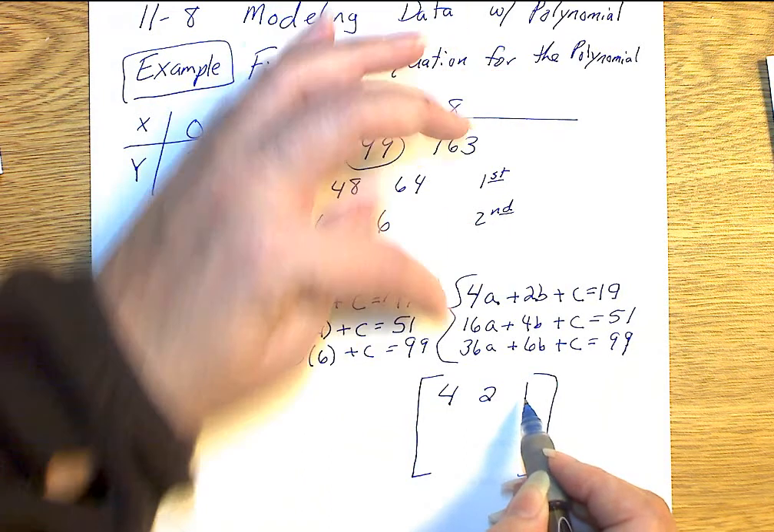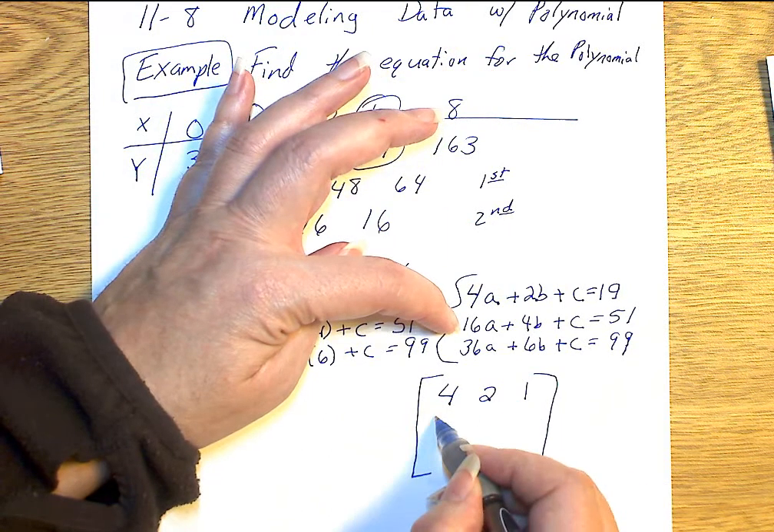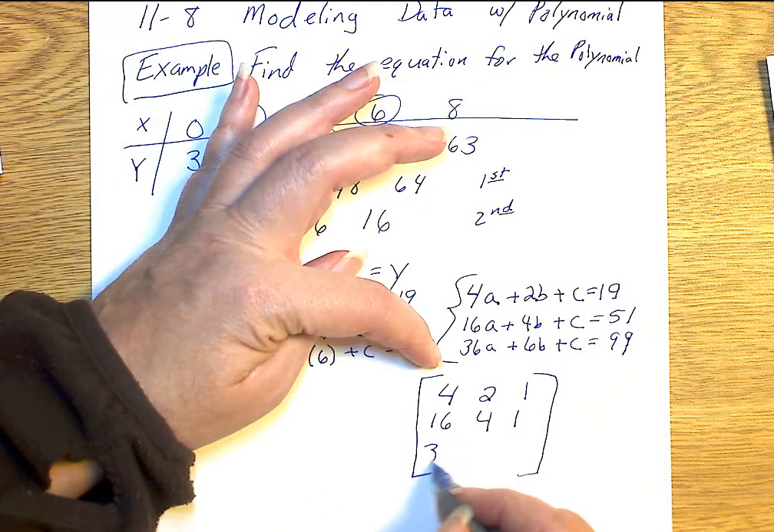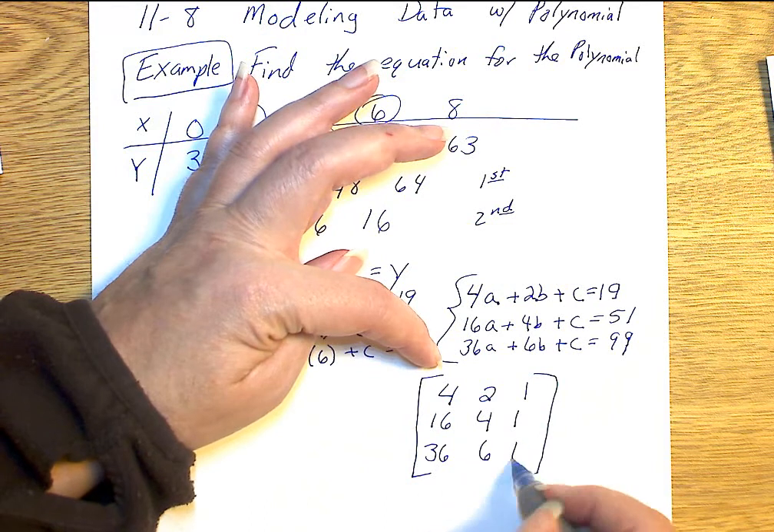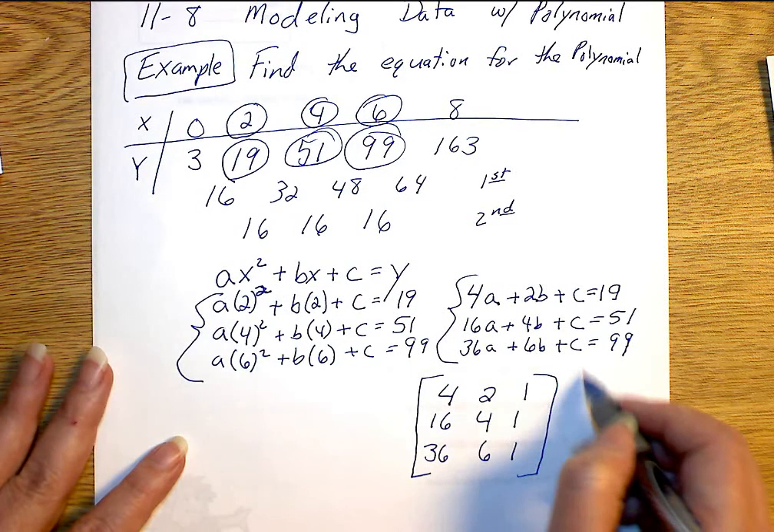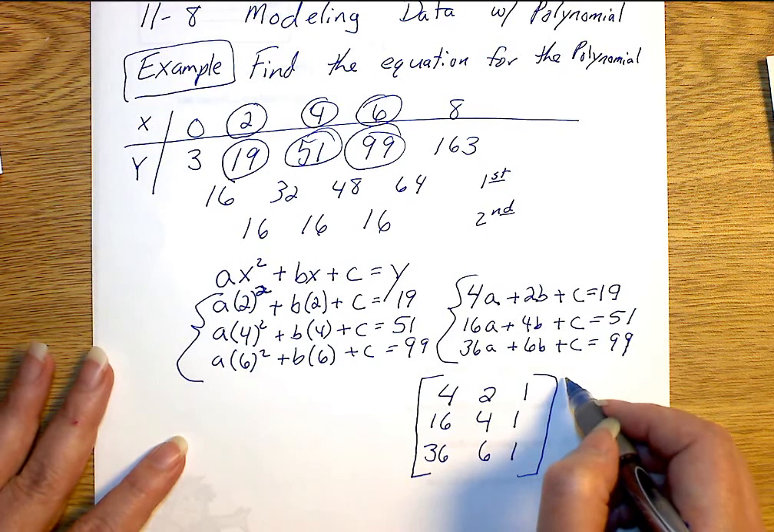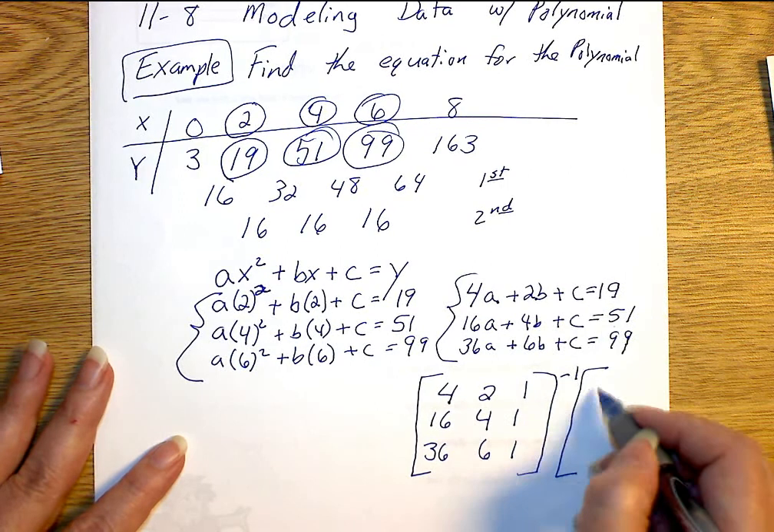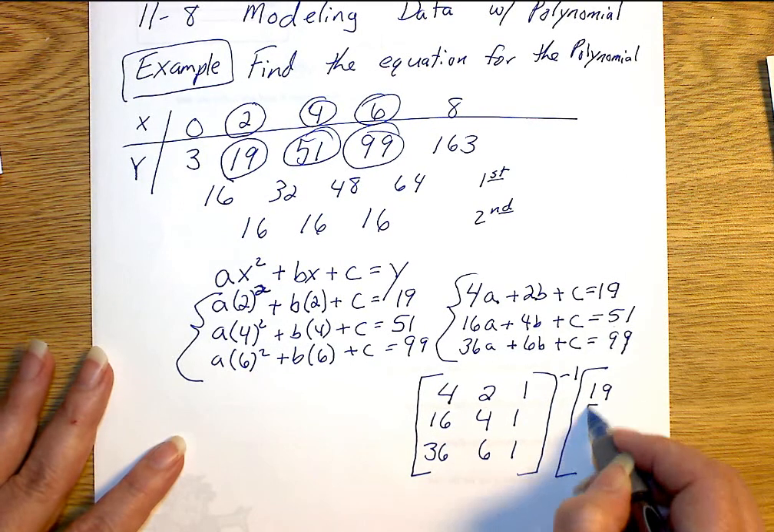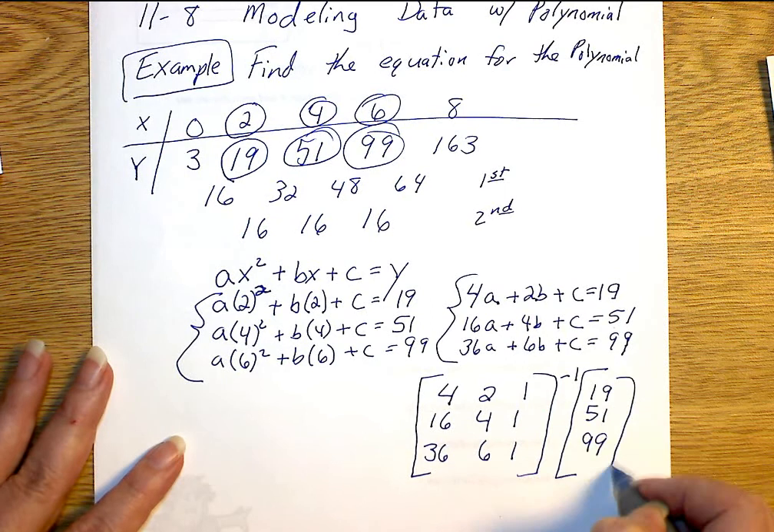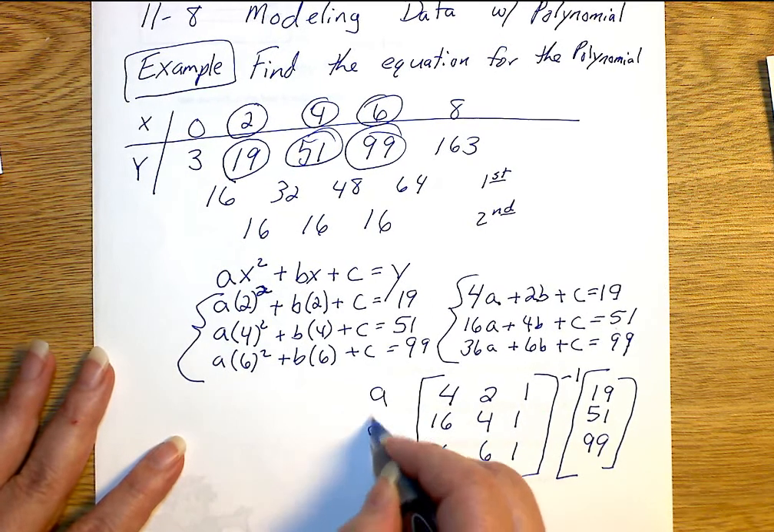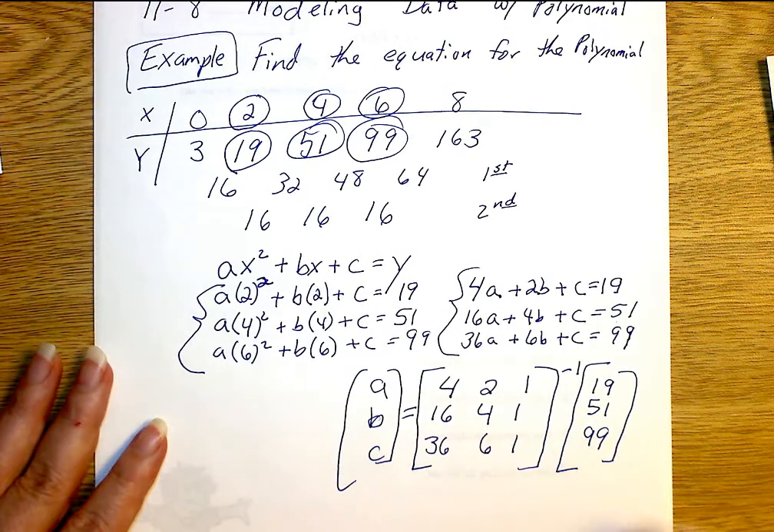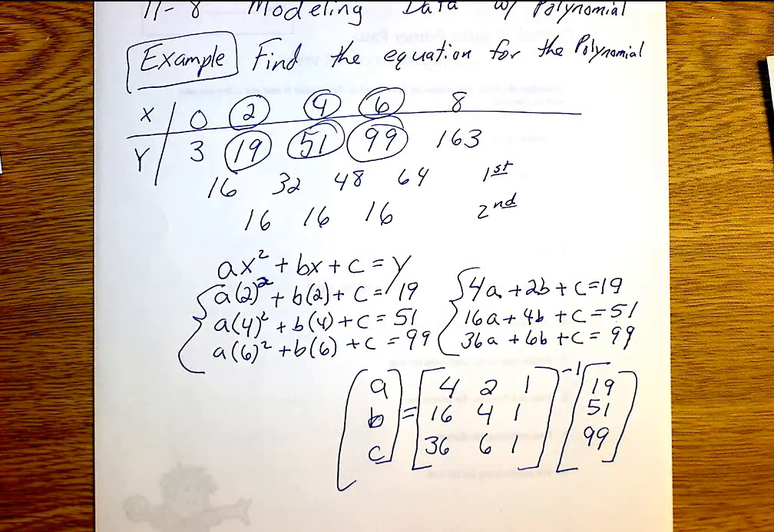Next line would be 16, 4, 1, 36, 6, 1. What goes up here? Inverses, right? And remember, you multiply that by the answer. So it was 19, 51, 99. And remember, this is going to solve for A, B, and C. That's what we are solving for. So I want you guys to throw that into your graphing calculators and solve for A, B, and C.